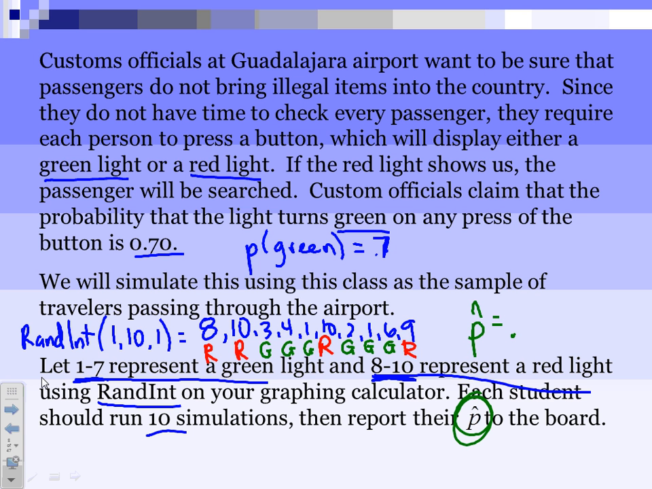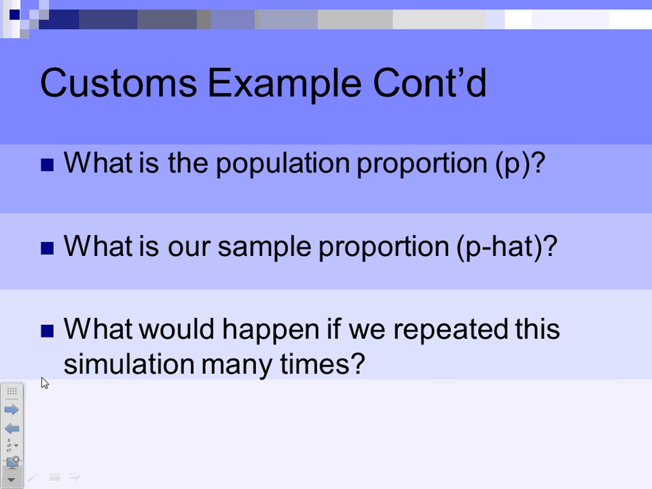1, 2, 3, 4, 5, 6. I had 0.6 as my proportion of greens, or my proportion of people who got through here. Okay? Now, if we were to look at this and put all of them together, we would see something pretty interesting here. But before we get to that, let's make sure we're clear on a couple of different things here.